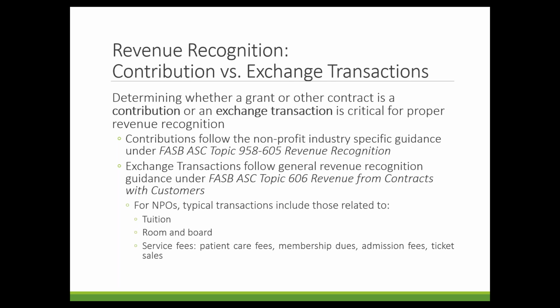And remember, grants can be either contributions or exchange transactions, and determining the right classification can have a big impact on recognizing revenues, as different guidance is required depending on that assessment.